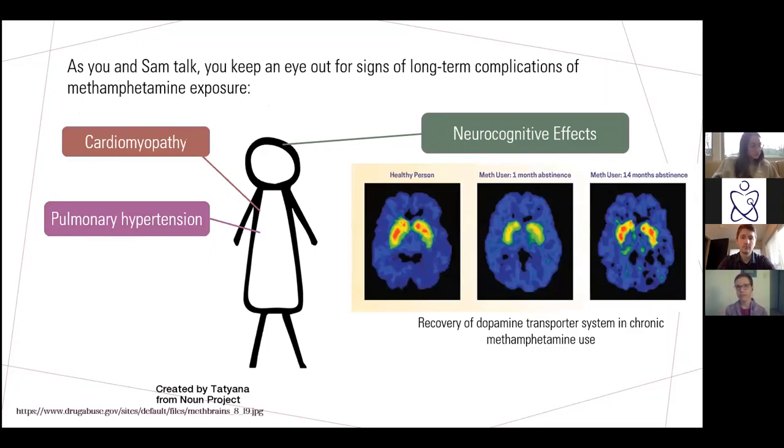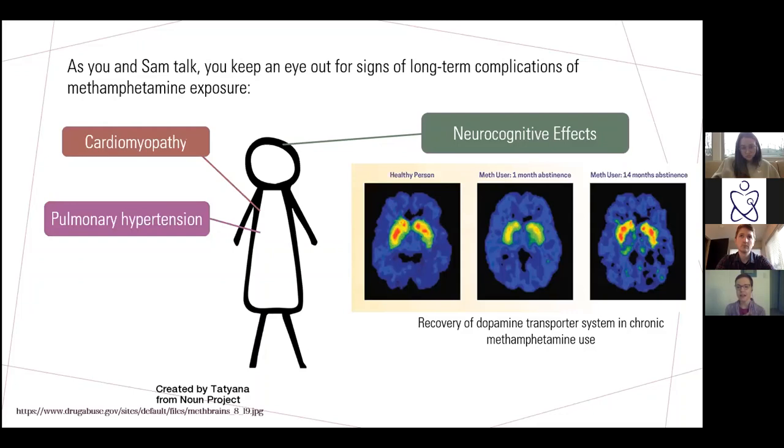The way meth works is on the dopamine serotonin transporter systems. And unfortunately, there's a really big lag time after someone stops using meth for those systems to recover. And so this fMRI picture, I feel like, really viscerally captures that, which are looking at the areas of the brain involved in serotonin dopamine transmission in a healthy person, in a meth user 1 month after abstinence, and then 14 months later.